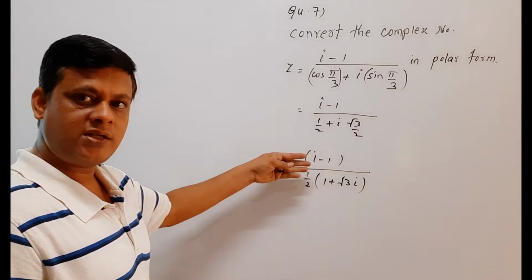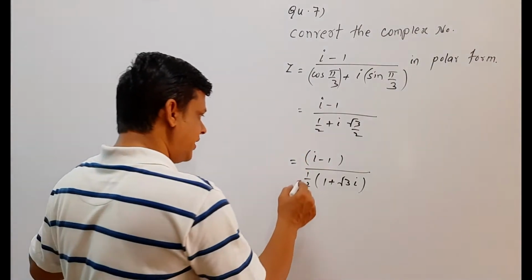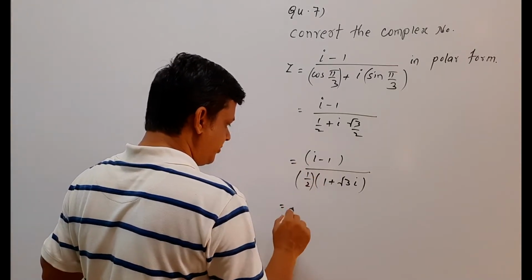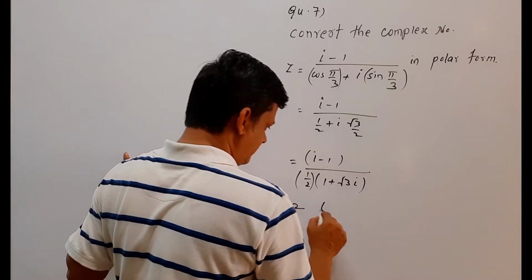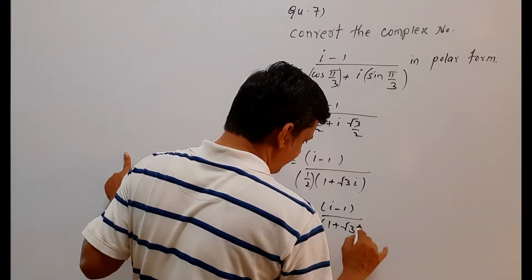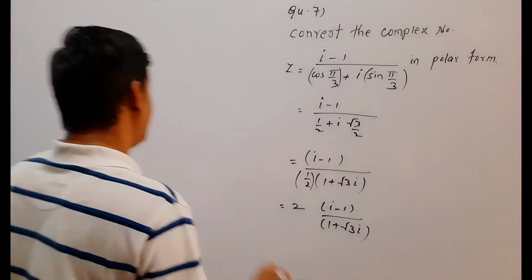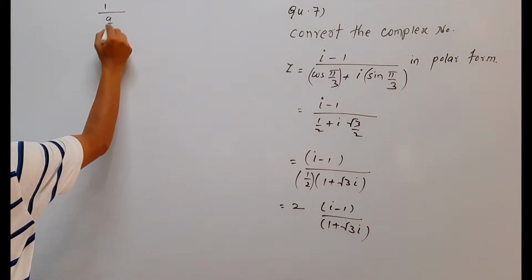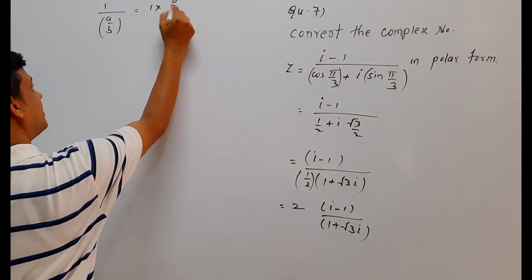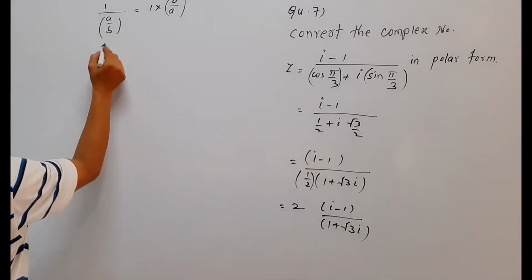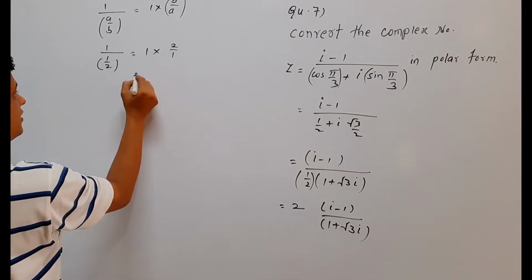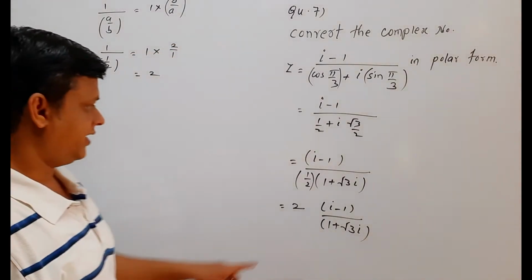This 1 by 2 is in the denominator, so we write this 1 by 2 in the numerator. So we write its reciprocal. So we get 2 into (i minus 1) upon (1 plus root 3 i). We know that 1 upon a by b, when we write in the numerator, we write its reciprocal, that is b by a. So here 1 upon 1 by 2 can be written as 1 into 2 by 1, which is equal to 2. So we write here 2.